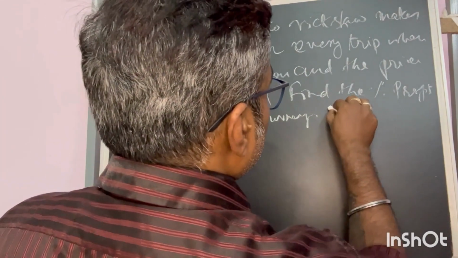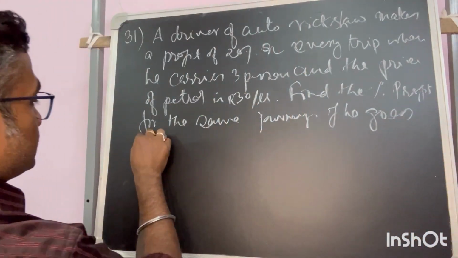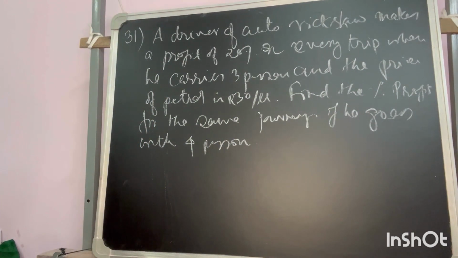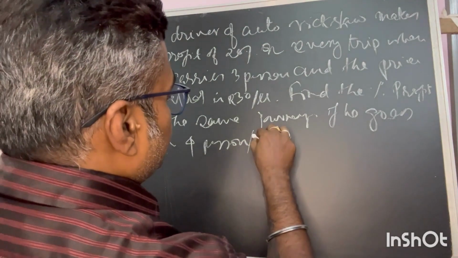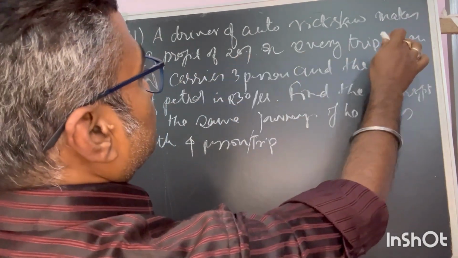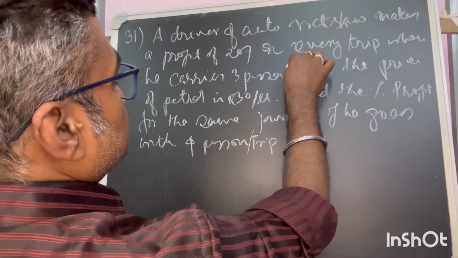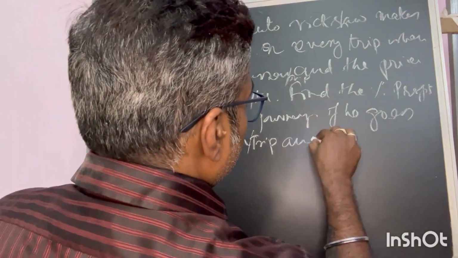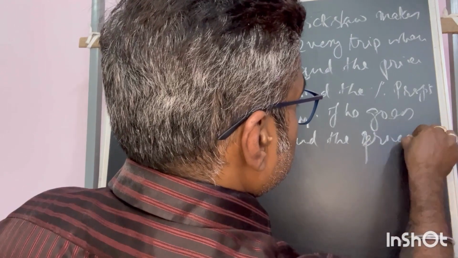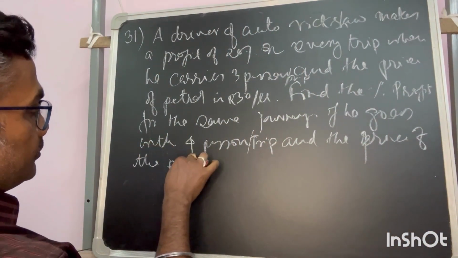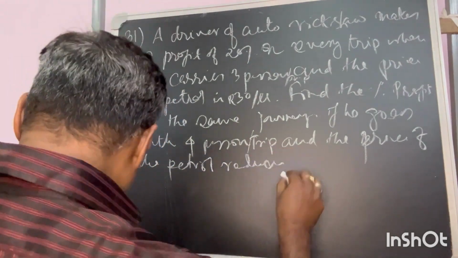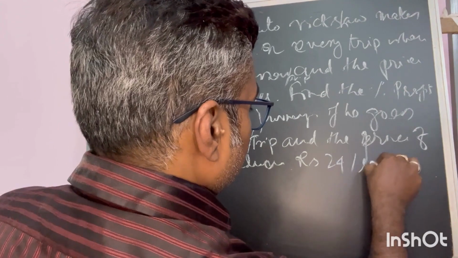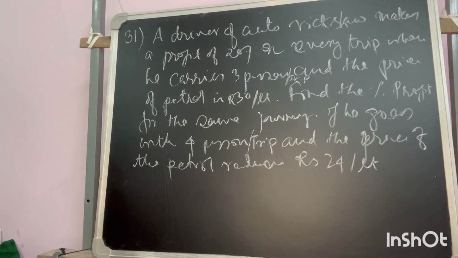if he goes with 4 passengers per trip, and the price of petrol reduces to rupees 24 per liter. Here also the 3 is passengers per trip, where I've written 3%. Okay, so this is the case.